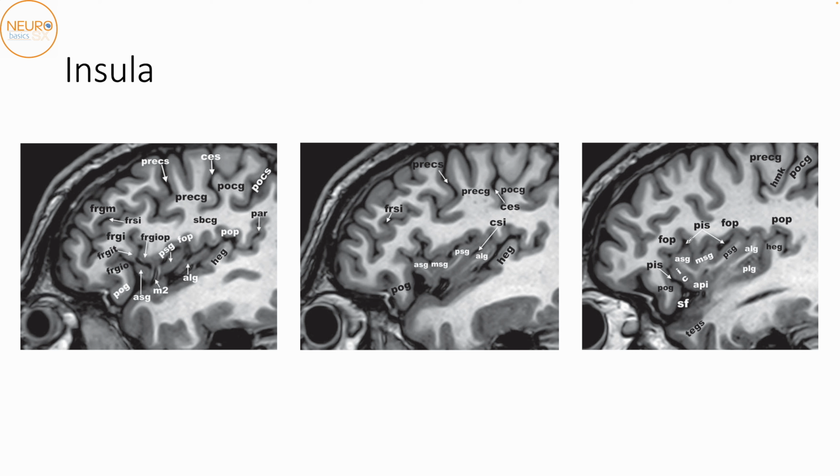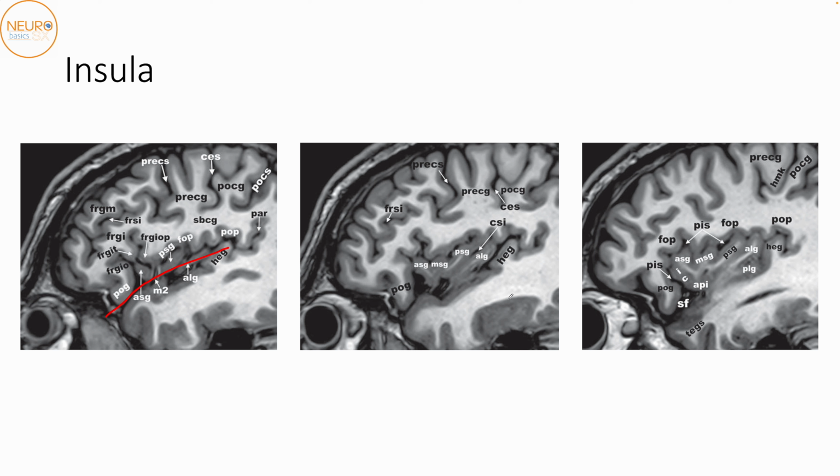Okay. Now another important structure that we can pick up on imaging is the insula. Insula is really easy to pick up. So we're going here from lateral to medial. The more lateral you are, first thing you'll pick up is the sylvian fissure. You have the frontal lobe above that. We've already discussed the different parts of the frontal lobe previously.